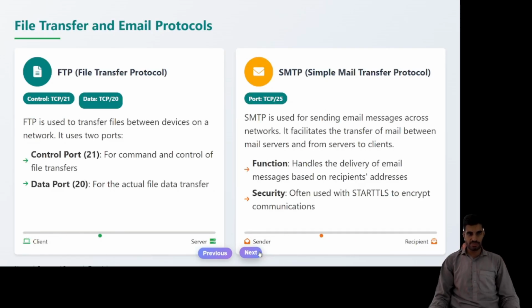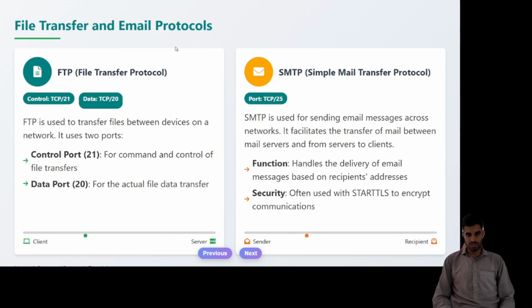Next we have file transfer and email protocols. First, FTP, file transfer protocol. We actually have two ports inside that protocol. The first one is control, which uses the TCP protocol with port 21, and for data we use the TCP protocol and port 20. The control port is used for command and control of file transfer. It takes care of the control of how the files are transferred from one device to another. So we usually connect to port 21 for that, and then for the actual file transfer we use the data port 20.